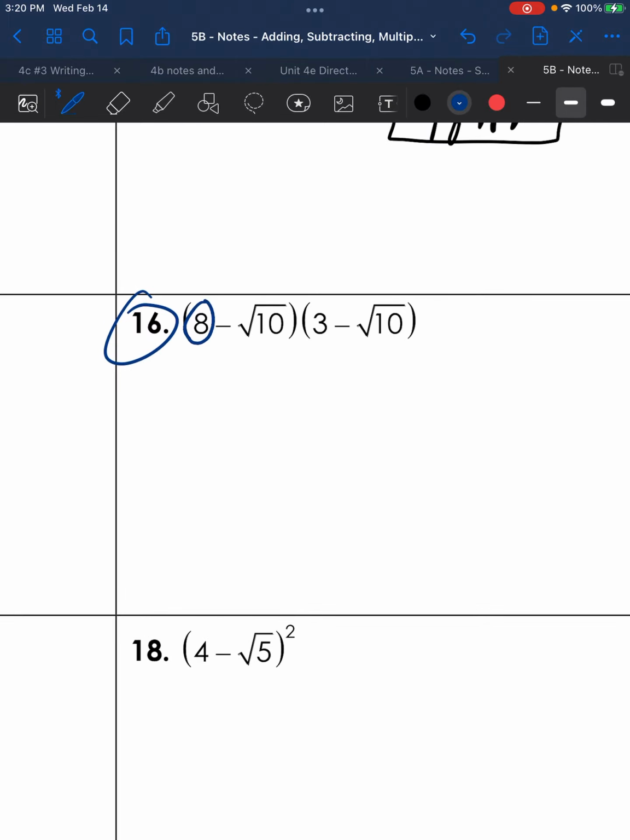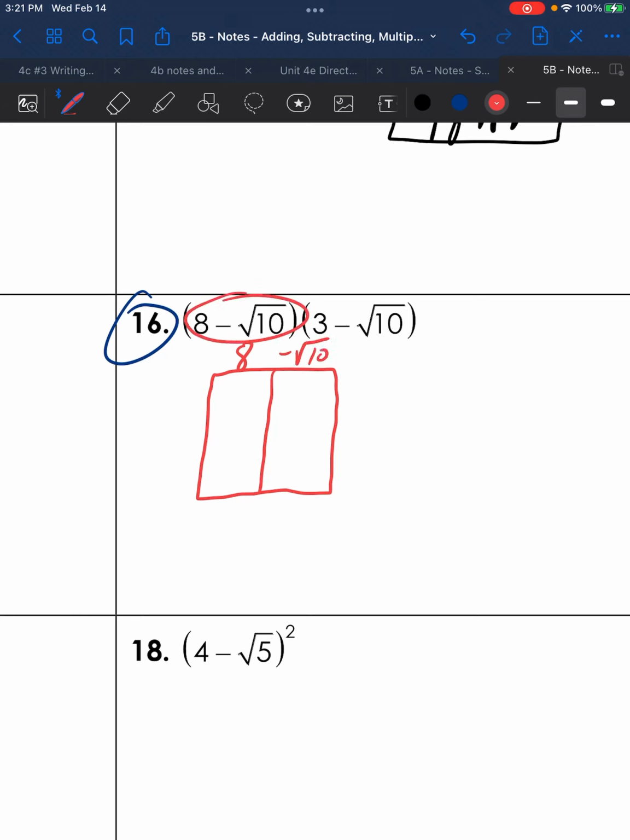Now in the binomials, some of you might have learned that it's called double distribution or FOIL. So you multiply those, and then you multiply here. That can get kind of confusing with radicals, so I'm going to show you how to do this with the box method. Up to you if you want to use it or not. It's the box method or Punnett square. We have a binomial in our first parentheses, 2 terms, so I have 2 columns. And I have a binomial in our second set of parentheses, so I'm going to have 2 rows.